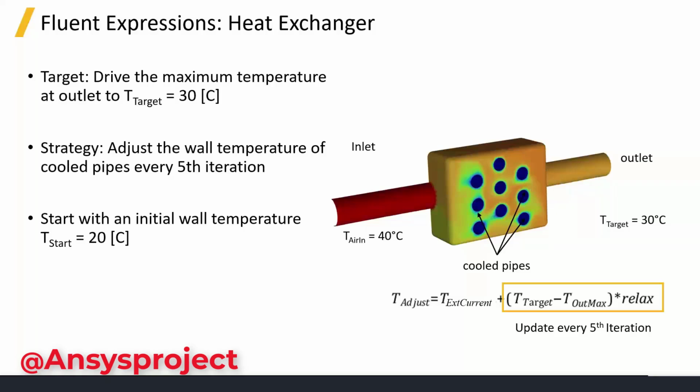We don't want to do things every iteration, because that has a tendency to be rather lumpy and maybe not quick to converge. So what we can do here is adjust the wall temperature. We can start with a guess, and then adjust it based on our target difference and a relaxation factor, and so hopefully as these two get closer together, we will be adding a smaller and smaller change to this, and it will converge. And we'll do it every 5th iteration.